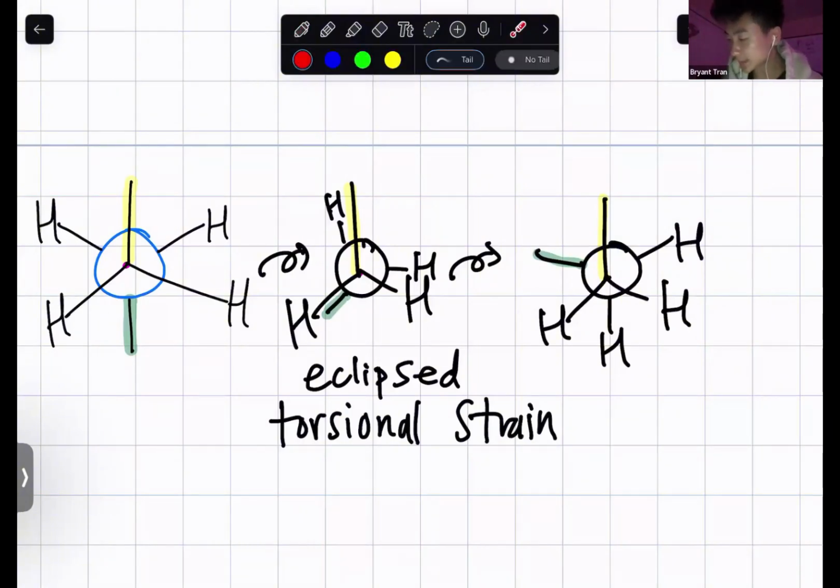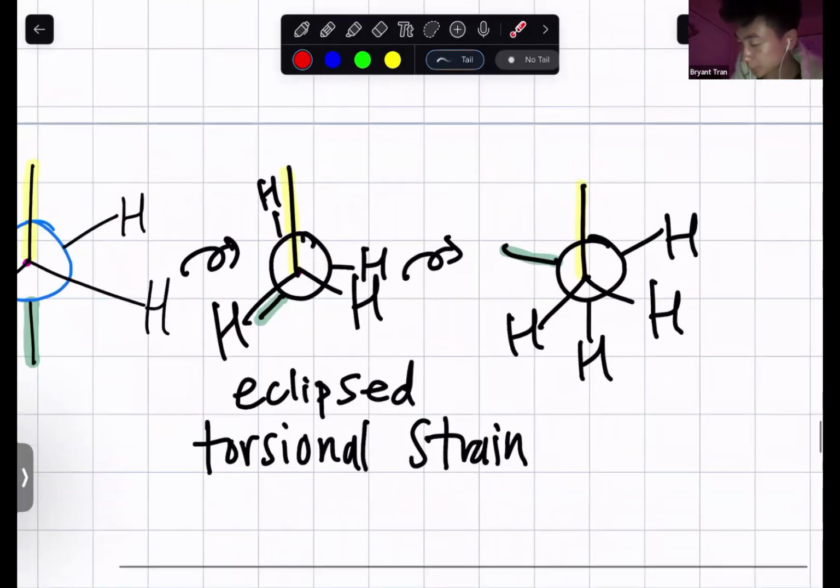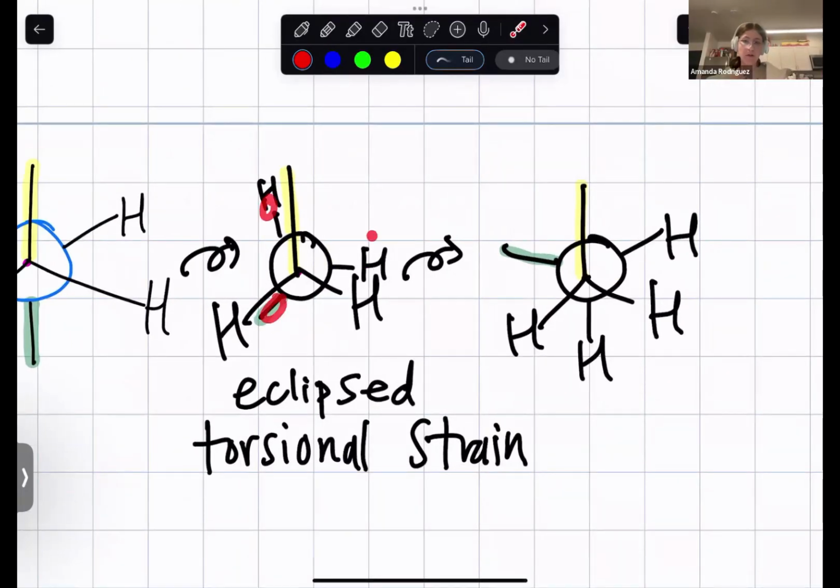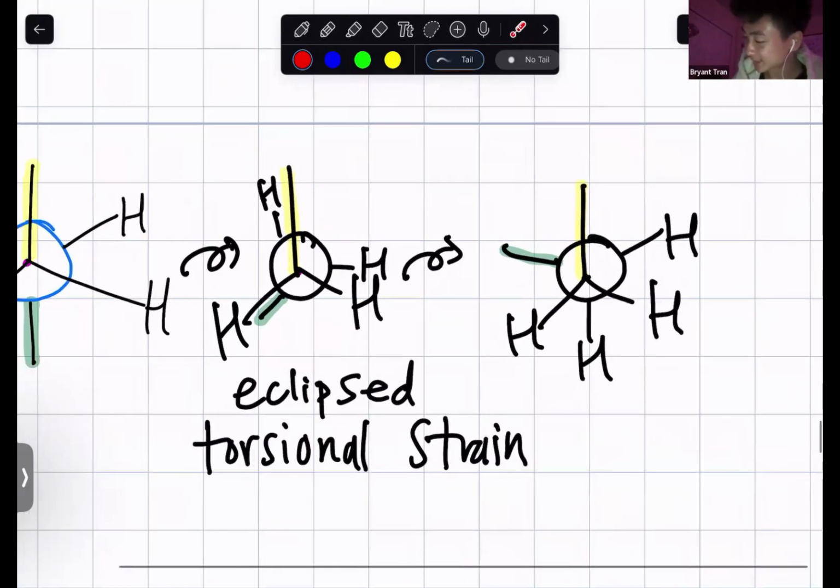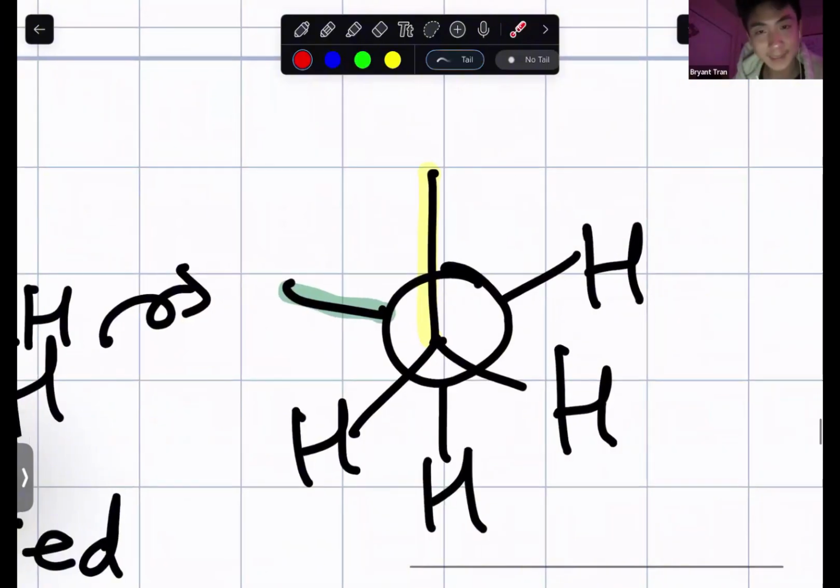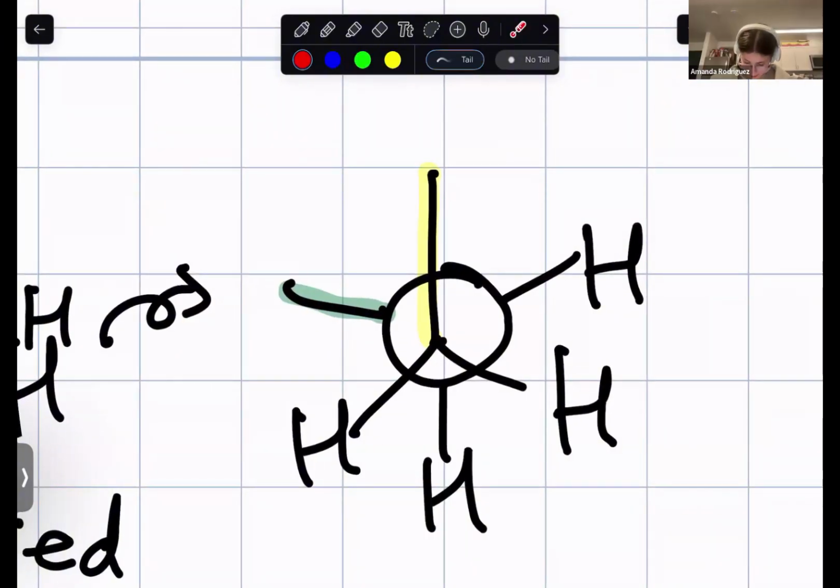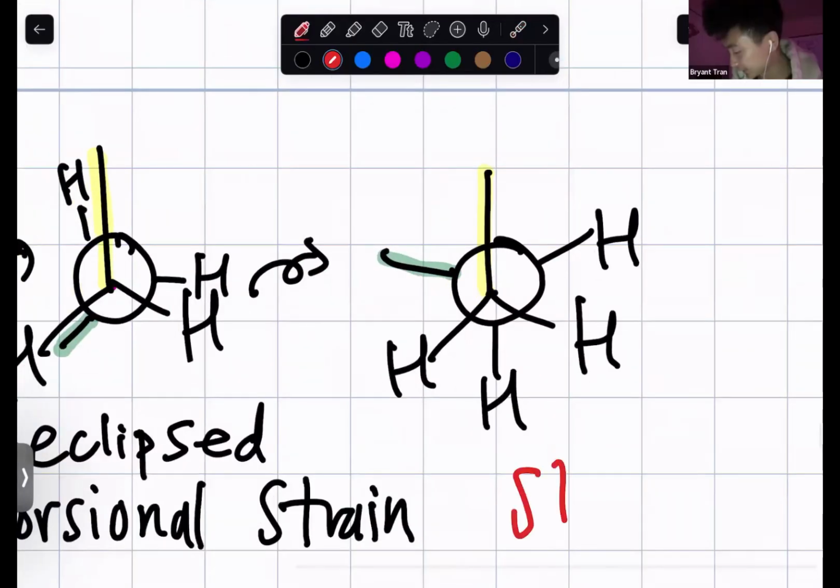Now, does this make sense, Amanda, on how I got here? I rotated the back carbon again, 60 degrees this way. Correct. And now, what conformation is it in? Staggered or eclipsed? It's staggered. Yes, it's staggered.